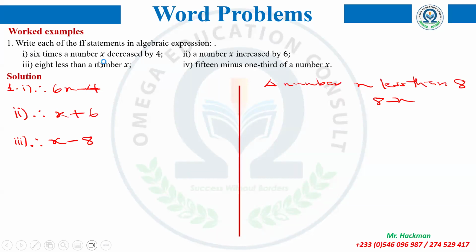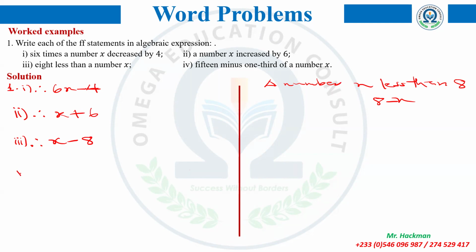So 6 times the number x decreased by 4. Do you get the point? Yes, please. So you multiply your x by 6, then after that you reduce it by 4. So that's how come you had a 6x minus what? Minus the 4. Is my point well made? Yes, please. Okay, all right, so I think that one is direct.